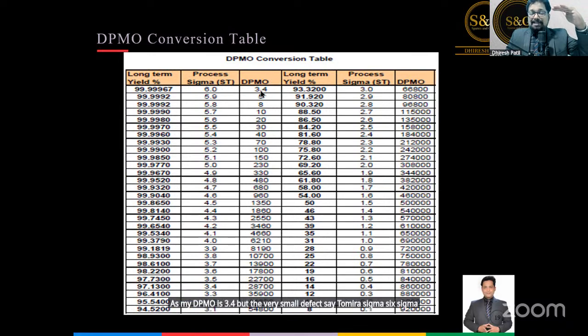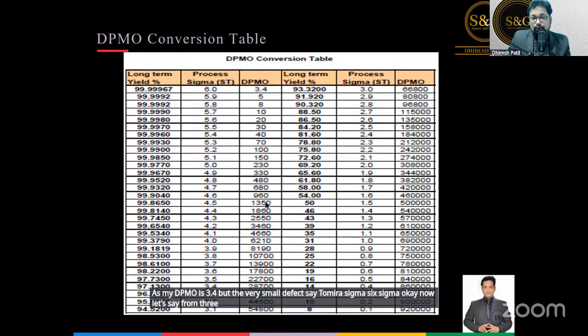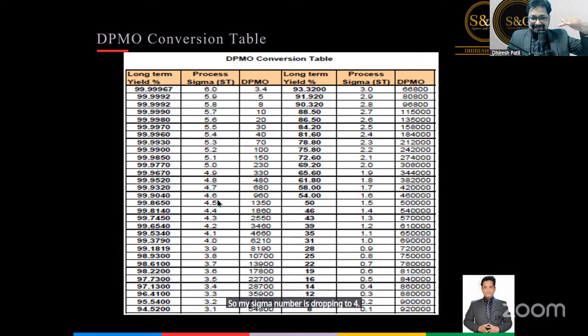Okay. Now let's say from 3, my defects are coming to 1000. So my sigma number is dropping to 4.5. Can you see this? Okay. So as my defect increases, my process capability reduces. No. See, defect ज़्यादा है मतलब मेरा process कम capable है.